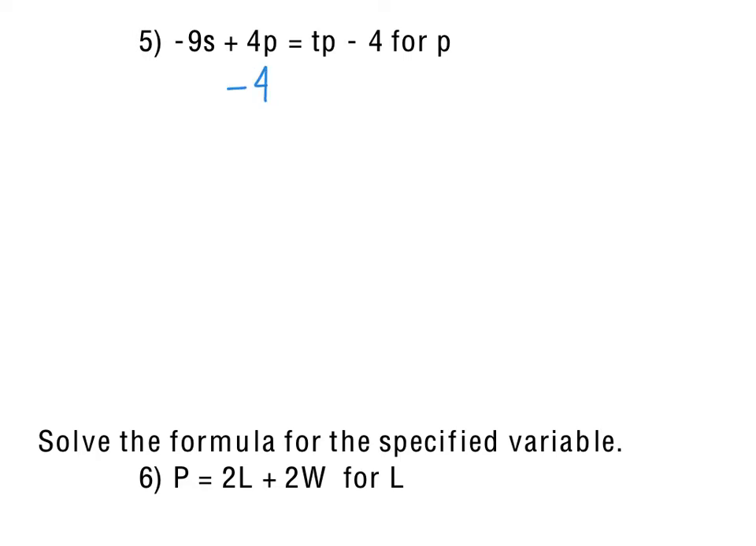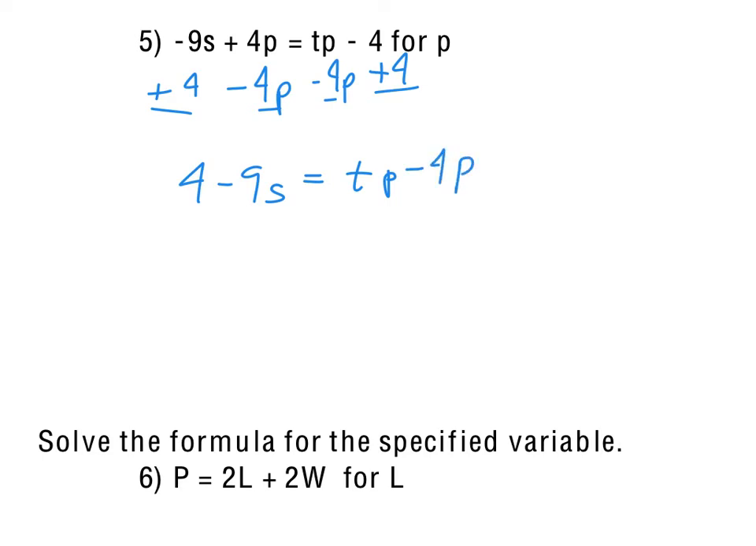Maybe I'll move them to the right this time. So I'd subtract the 4p. If I'm going to subtract the 4p, I would also add the 4. So adding the 4. Now, here I might go 4 minus 9s. You could write that differently if you like. And I'd go tp minus 4p.